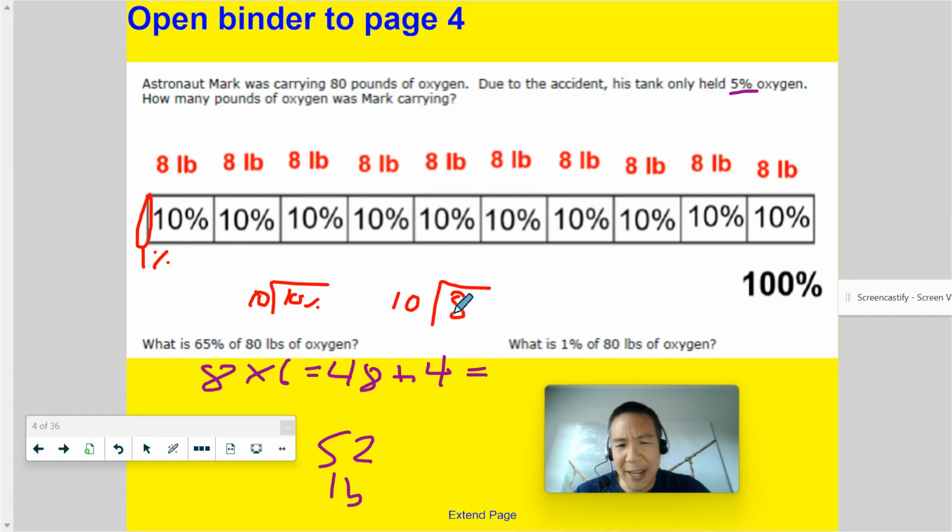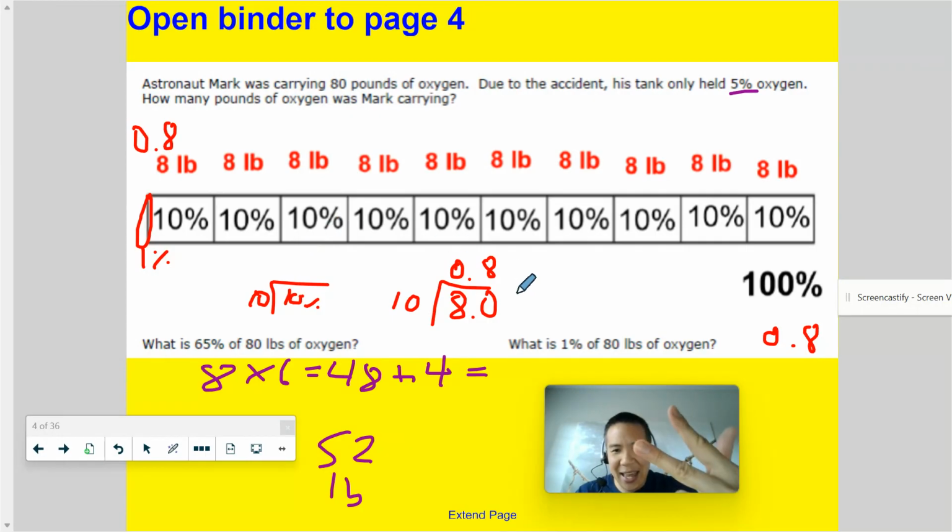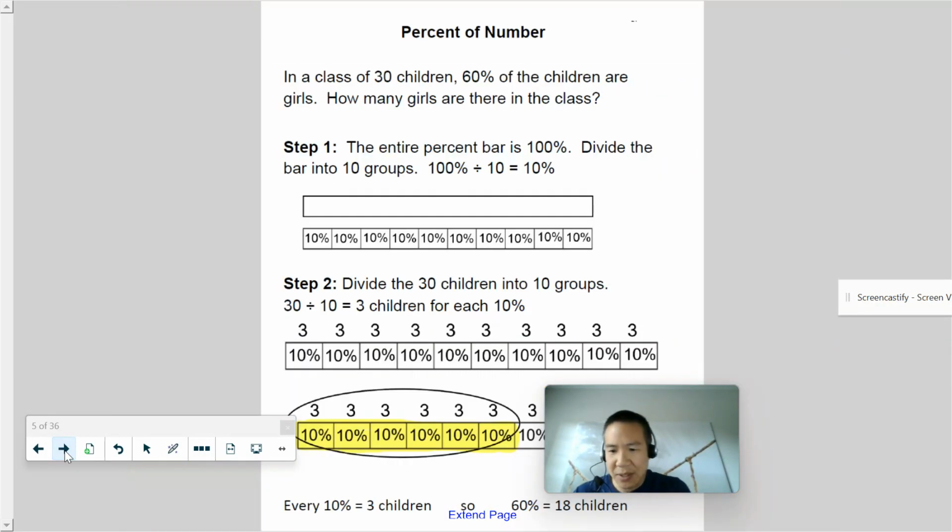Can 10 go in 8? No. Annex a 0. How many 10s go in 80? 8 of them. So each 1% is 8/10. So if the question was, what is 3% of 80 pounds? 8/10, 8/10, 8/10 would add up to 2 4/10. So let's practice one more example.